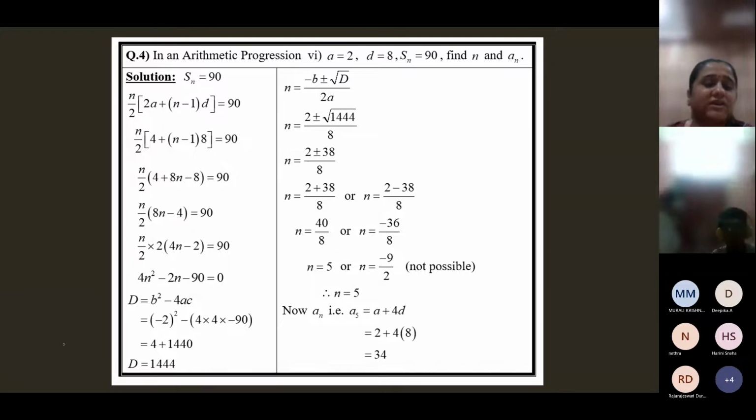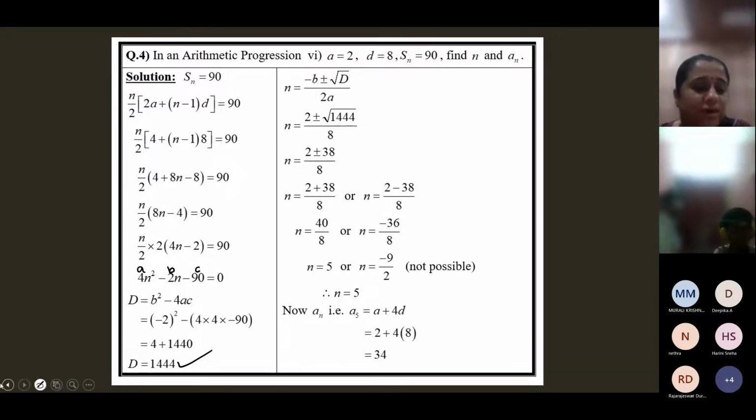So we have a quadratic equation in n. We'll have to solve this equation and find the 2 values of n. I've explained the quadratic formula once to you. So I found the discriminant here, b square minus 4ac. You know that these are the values of a, b, and c. A is 4, b is minus 2, and c is minus 90. So use those values and find the value of d. D is this one.